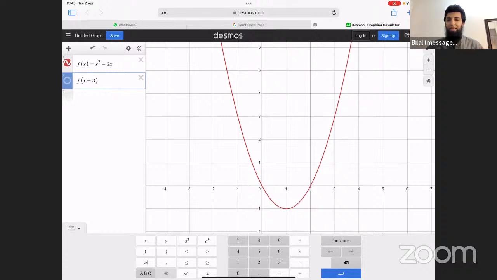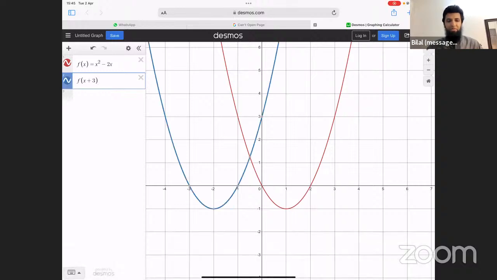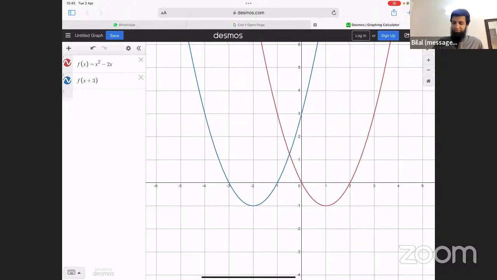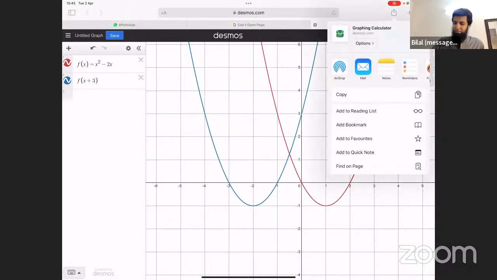Right. It's x plus 3, so it appears like it should move to the right. But let's see what happens. The graph actually moves to the left. It does not move to the right. It actually moves to the left instead. We talked about this in trigonometry as well. Let me just quickly explain that to you. Why does the graph move to the left like this? Let's understand this.